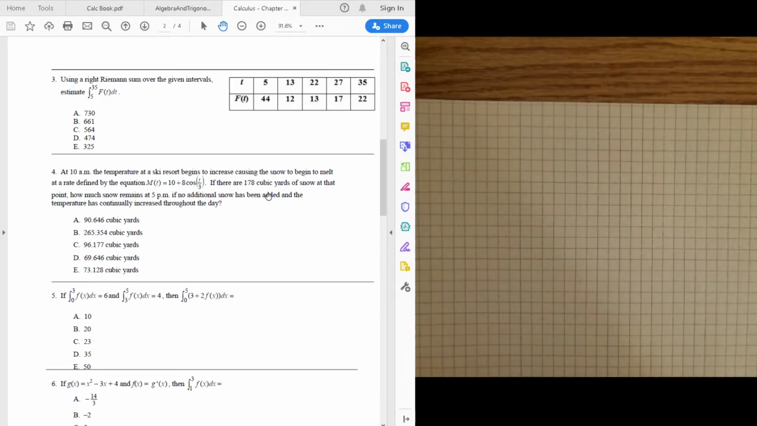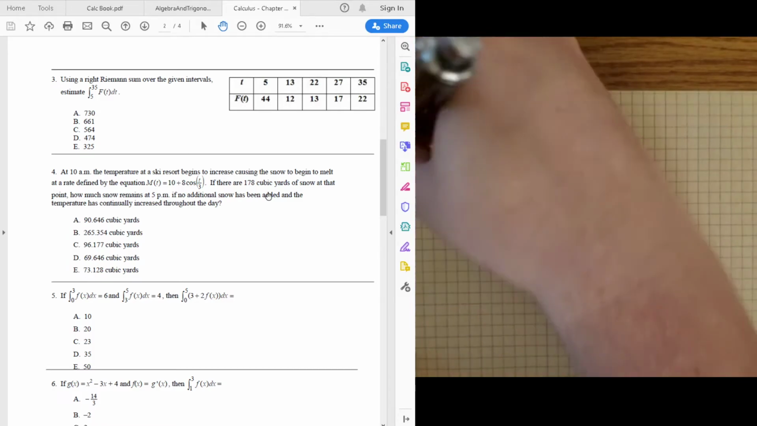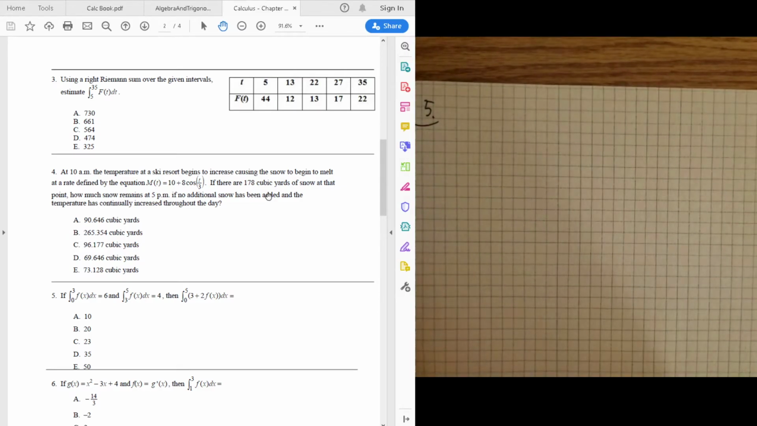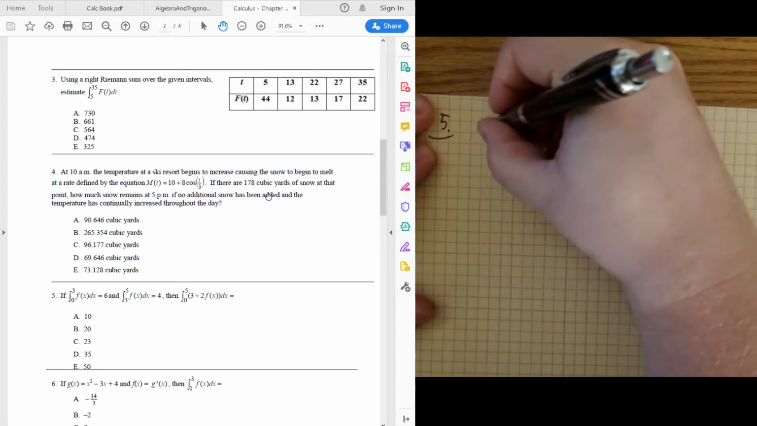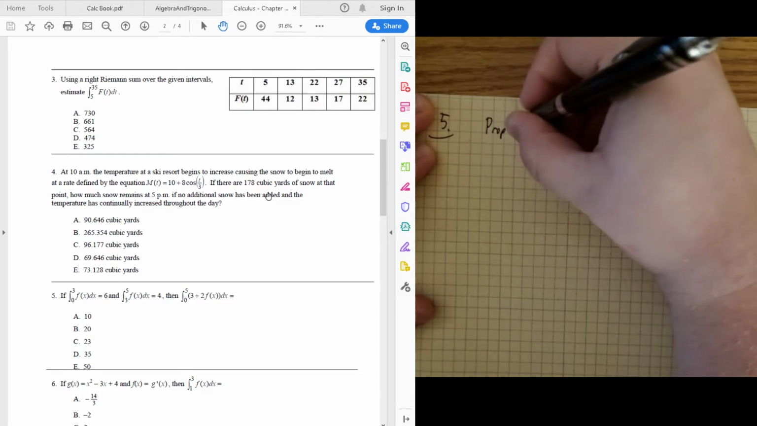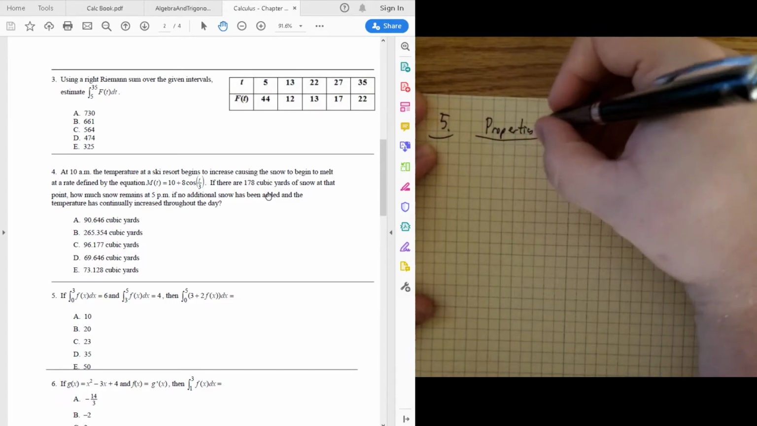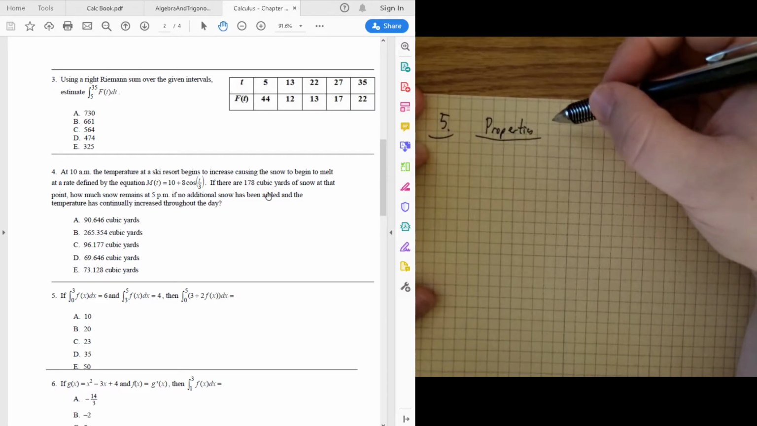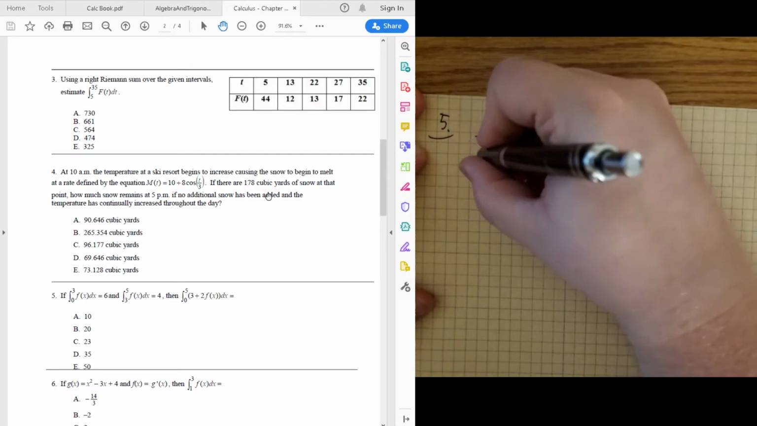All right. Next. Number 5. It says if the integral of f of x from 0 to 3 is equal to 6 and from 3 to 5 is equal to 4, then find this new value. To find this new value, much like number 2, this is a properties question. There are multiple properties listed, I believe, also in section 4.3 that showcase how to do this with just the properties.